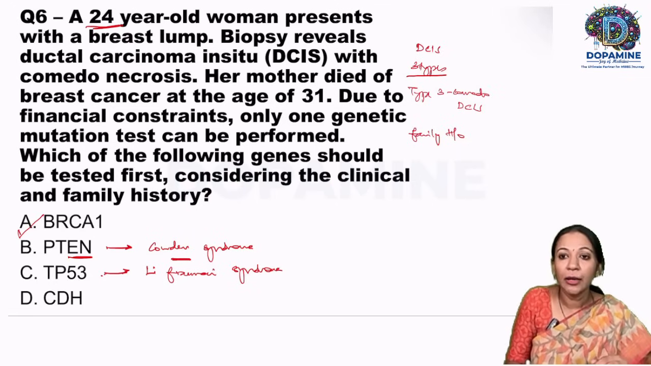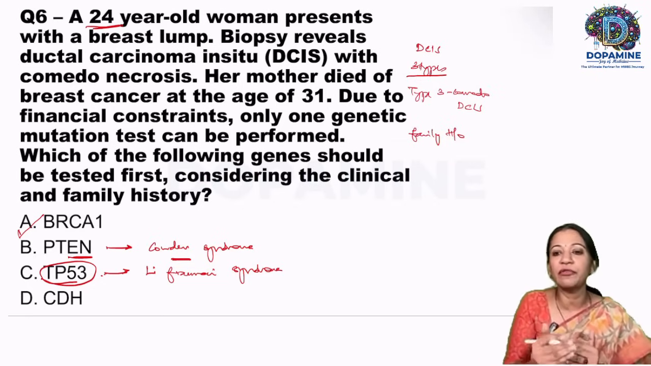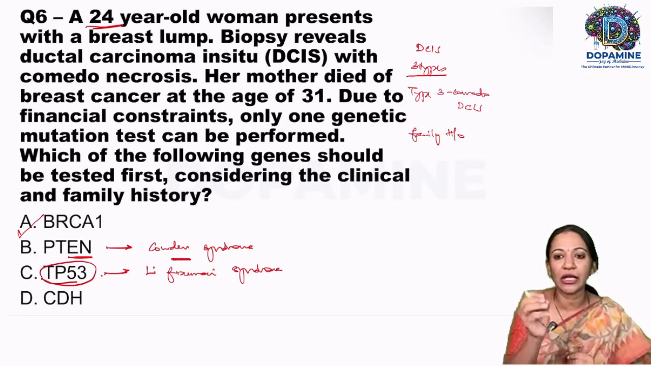And yeah, P53 mutation can also cause breast cancer. But remember, this lady does not have a breast cancer. She has the precursor, DCIS only. In later stages, she will also have P53 mutation. But here, she only has carcinoma in situ. So if at all she has to undergo only one gene test, then probably we will choose BRCA1.